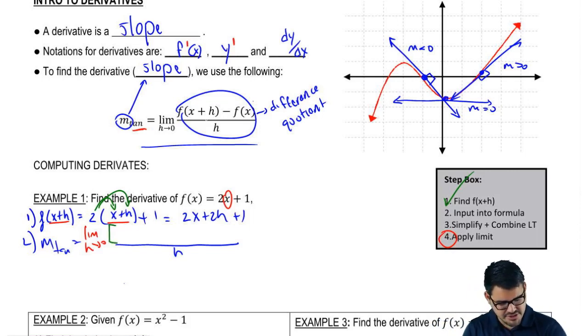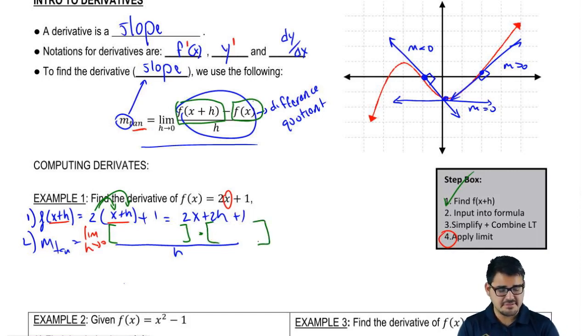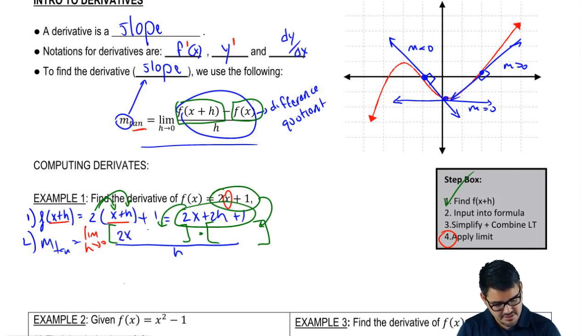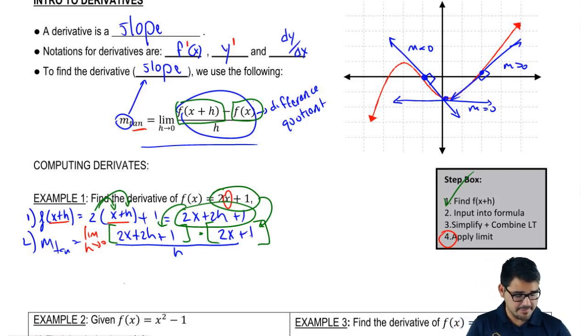So the first part, which is f of x plus h, I'm going to put in here. And then minus f of x, I'm going to put in here. So for f of x plus h, I'm going to input this into here. And for f of x, I'm just going to input this into there. So let me do that in blue. I'm going to have 2x plus 2h plus 1. And then I'm going to input the f of x, which is 2x plus 1. Now I'm done with my step 2. I just input it into the formula.